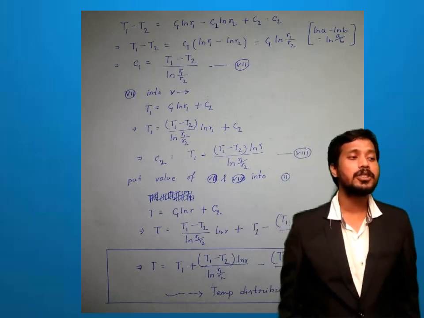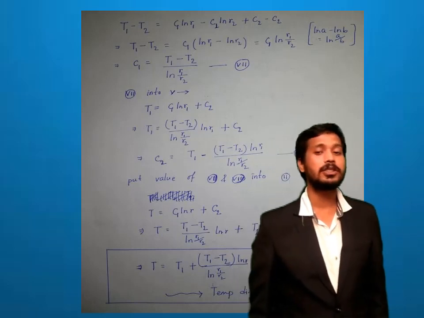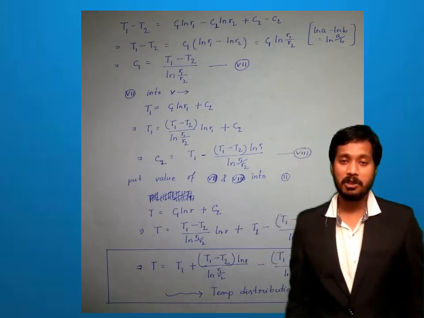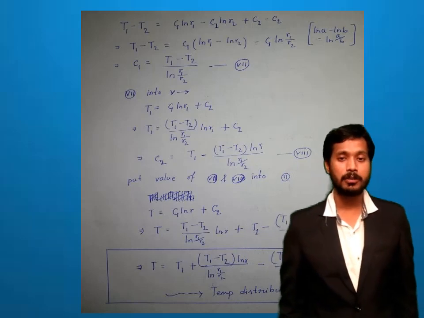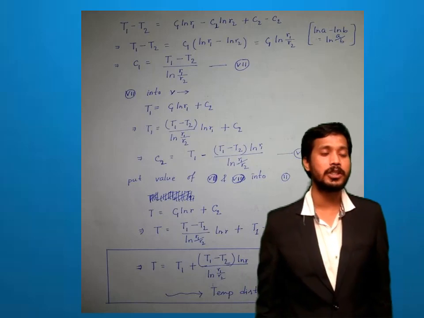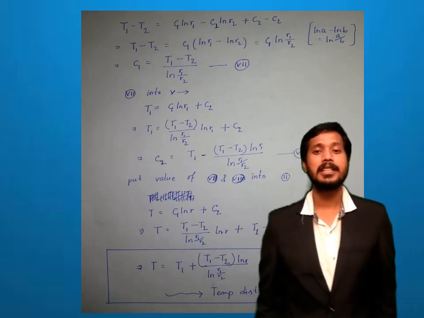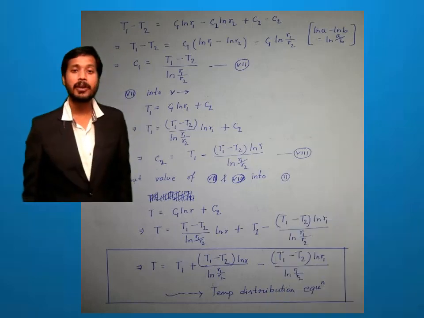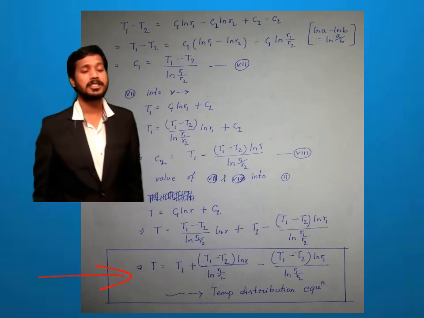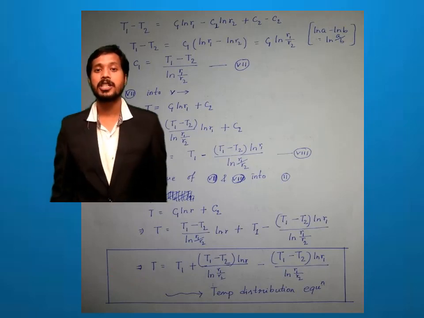So here if we put the value of C1 and C2 into equation number 2, we get T equals C1 into ln of R plus C2. So we get T equals T1 minus T2 divided by ln of R1 by R2 into ln of R plus T1 minus T2 into ln of R1 divided by ln of R1 by R2. So we can rearrange and write T equals T1 plus T1 minus T2 into ln of R divided by ln of R1 by R2 minus T1 minus T2 into ln of R1 by ln of R1 by R2. So this is my temperature distribution equation.